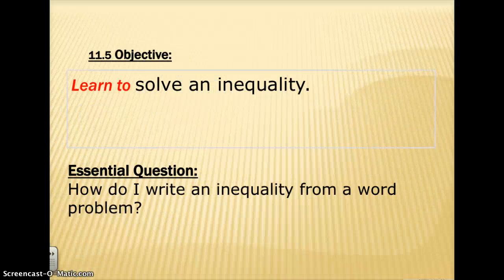Chapter 11, Section 5. Our objective is to learn to solve an inequality. This is continued from Section 11.4. In our essential question, how do I write an inequality from a word problem?